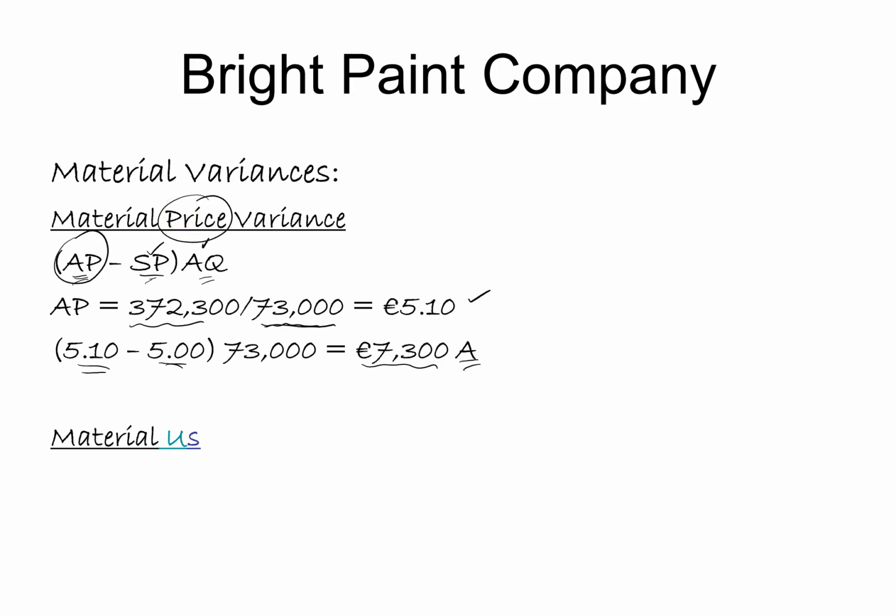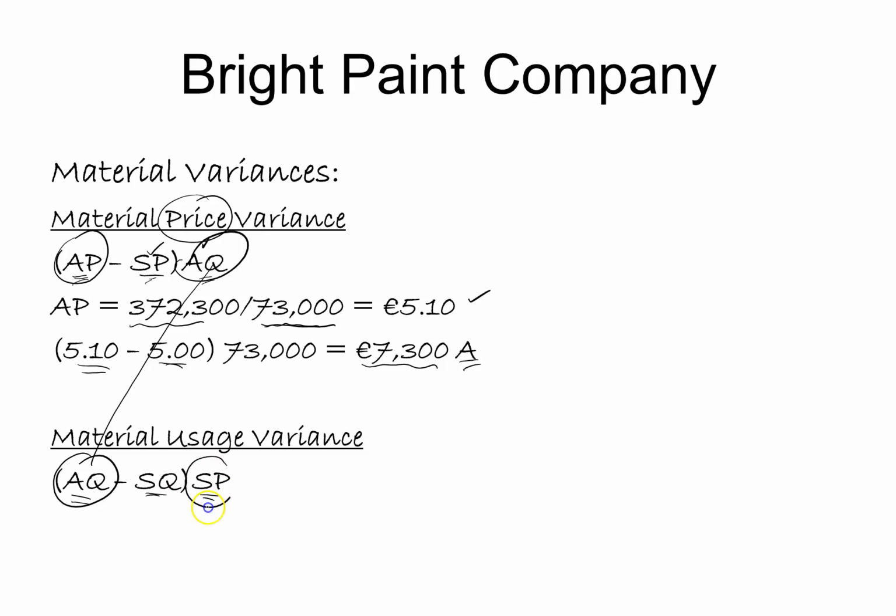Now I look at the material usage variance. So this is comparing what we did use with what we should have used. So I'm going to get the actual quantity compared to the standard quantity, and I put it into monetary terms at the standard price. Now here you can see I have the actual quantity, and here I have the standard price. So the only information I need is the standard quantity.